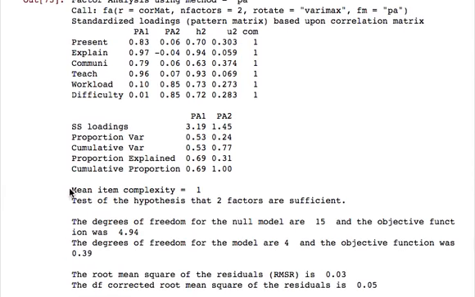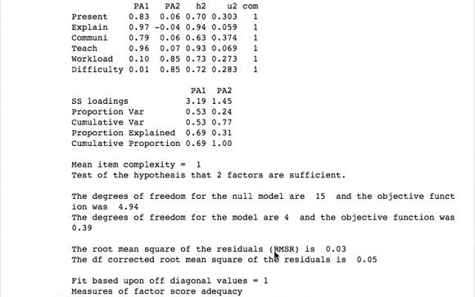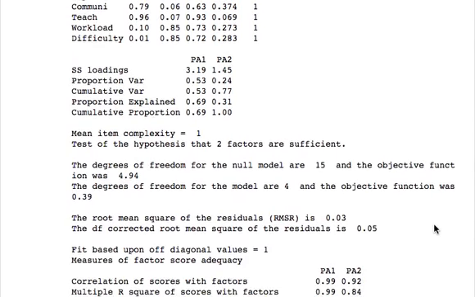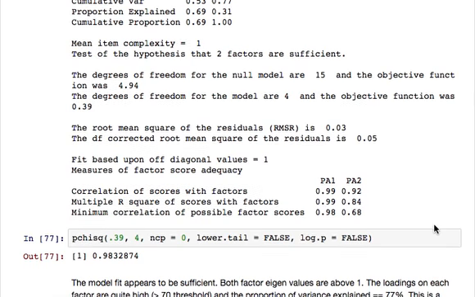Finally, we have some fit measures here and a test of the hypothesis that two factors are sufficient. And all of these data are, especially the root mean square error of the residual, which is going to be 0.03, relatively low, suggesting that two factors are probably a pretty good solution.